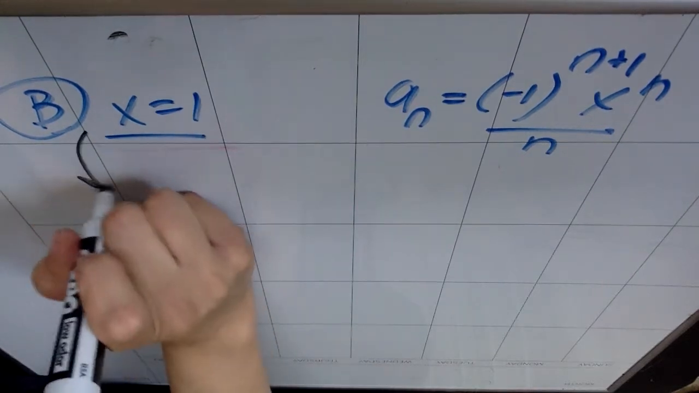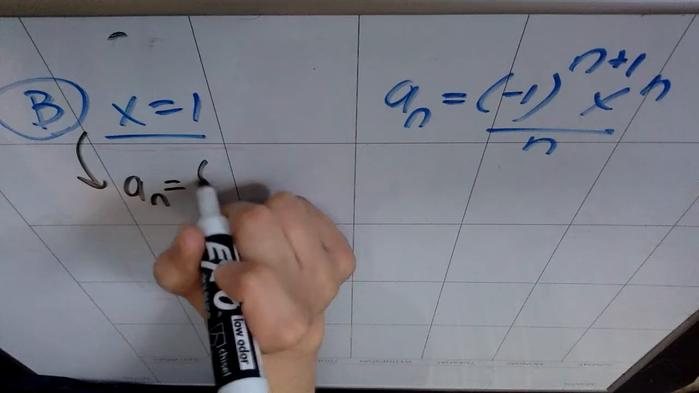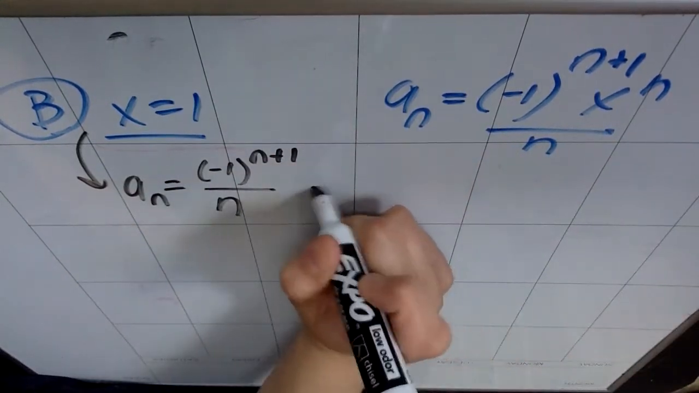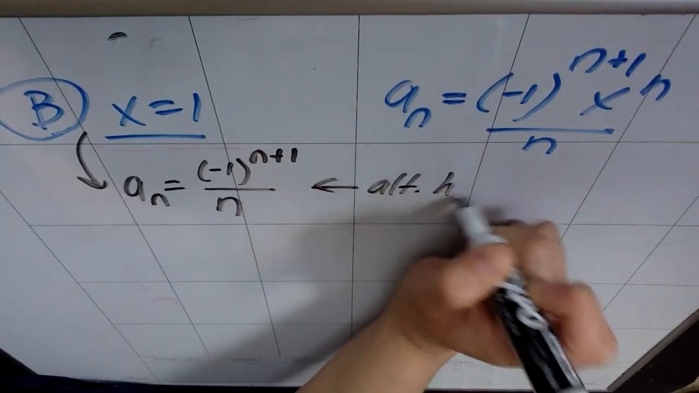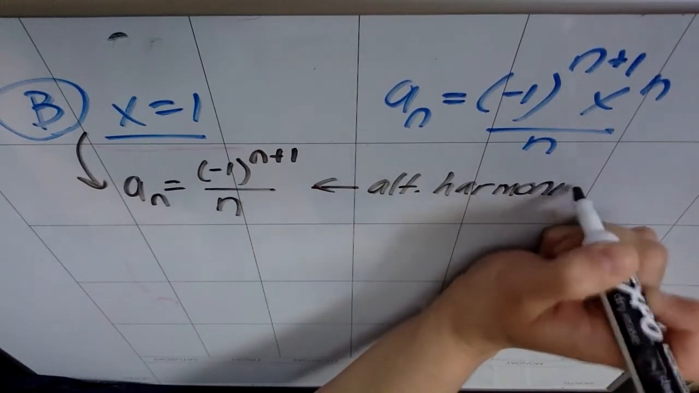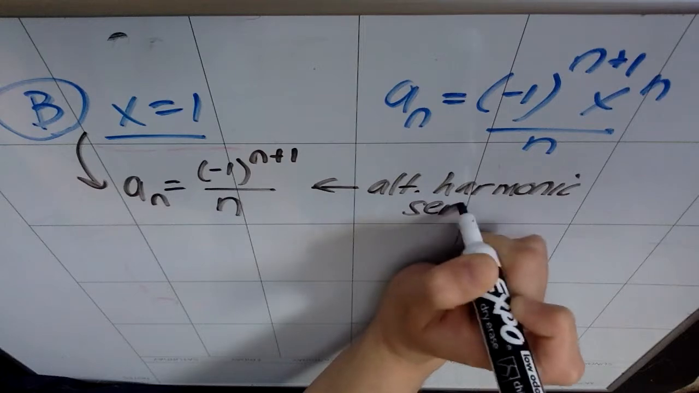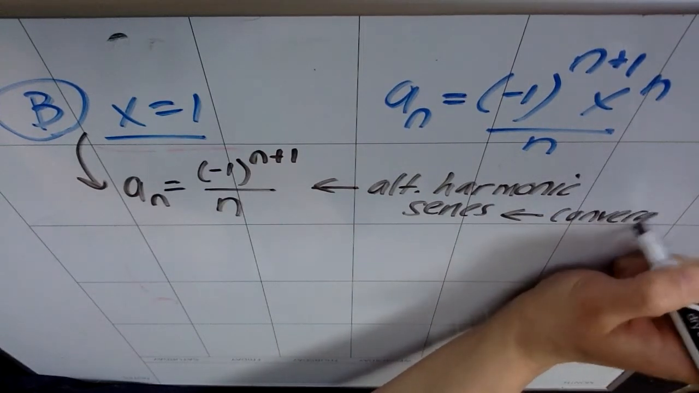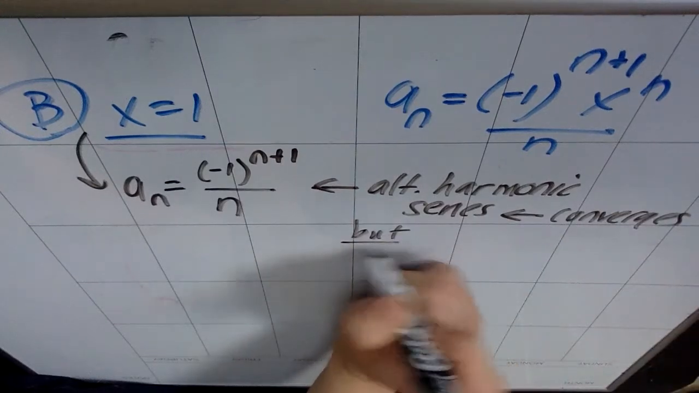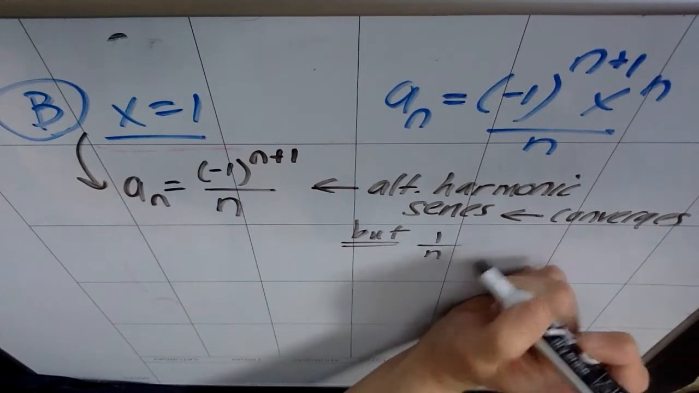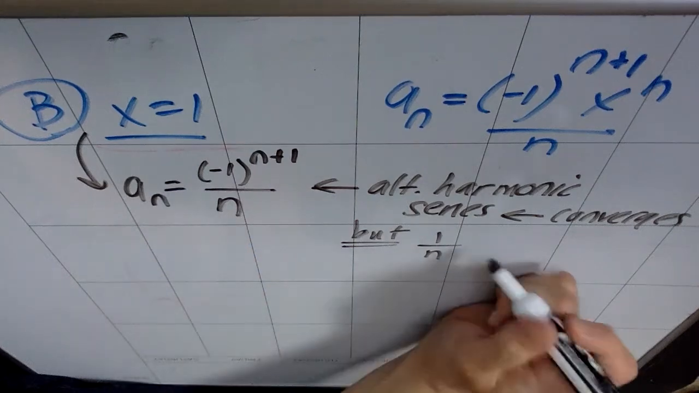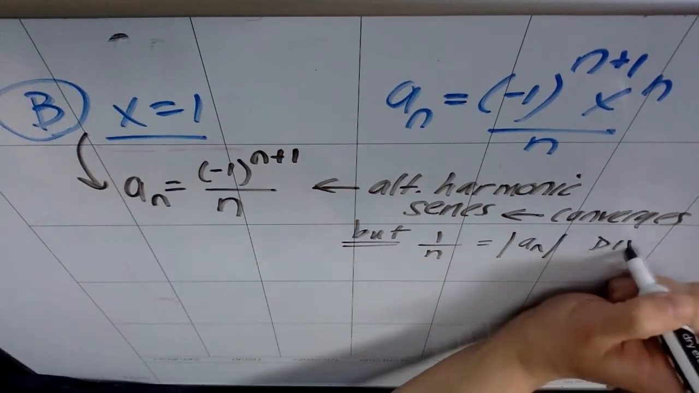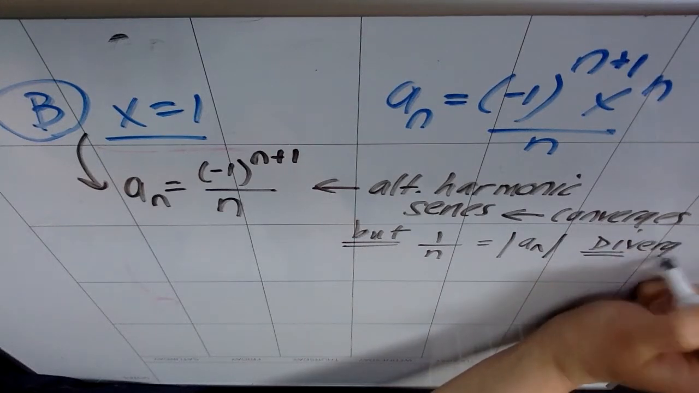If I plug in x as 1, then my a sub nth term is going to end up being a negative 1 to the n plus 1 over n. 1 to the n just goes away and doesn't matter. This ends up being the alternating harmonic series. Right? This is the term for the alternating harmonic series. Well, I know that the alternating harmonic series converges, right? But I know that the regular harmonic series, which is what would happen if I take the absolute value of this a sub n that I have, diverges because the regular harmonic series diverges.